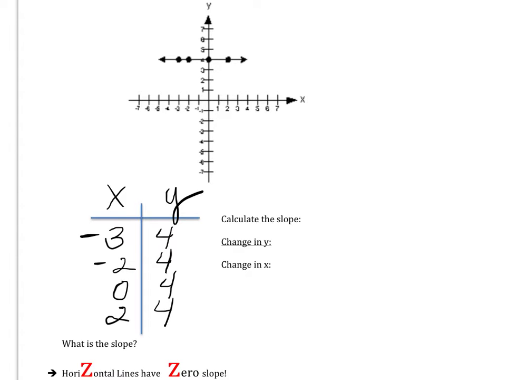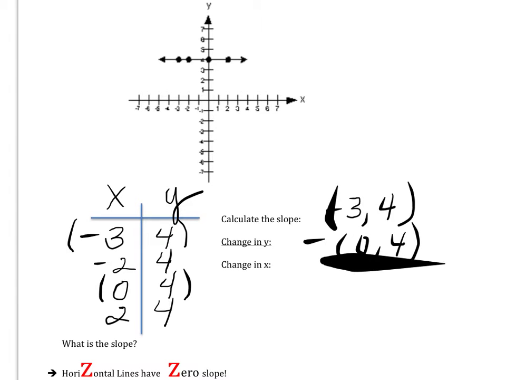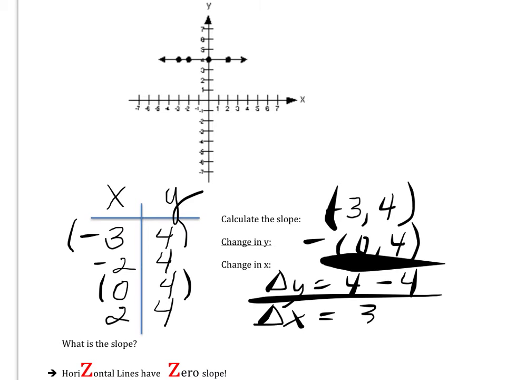Now let's actually calculate the slope of this horizontal line by picking any 2 points. So why don't we take the first point and this third point. In order to calculate the slope, we're going to stack our 2 points like we've been doing in class and make a subtraction problem. Delta y is equal to 4 minus 4 over delta x is equal to 3 minus 0. I want you to follow along and write this on your paper.